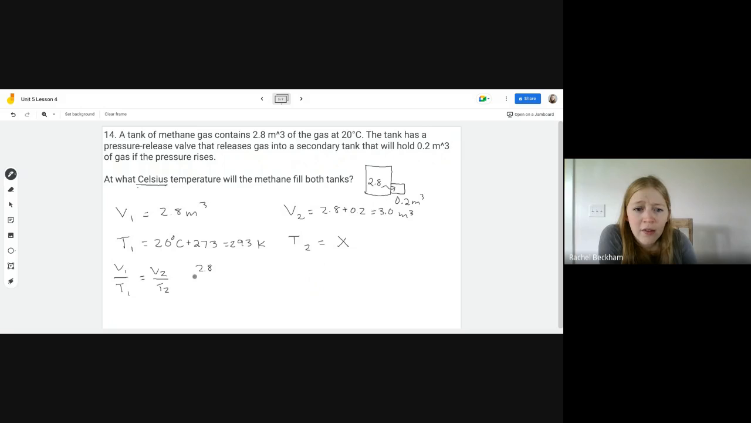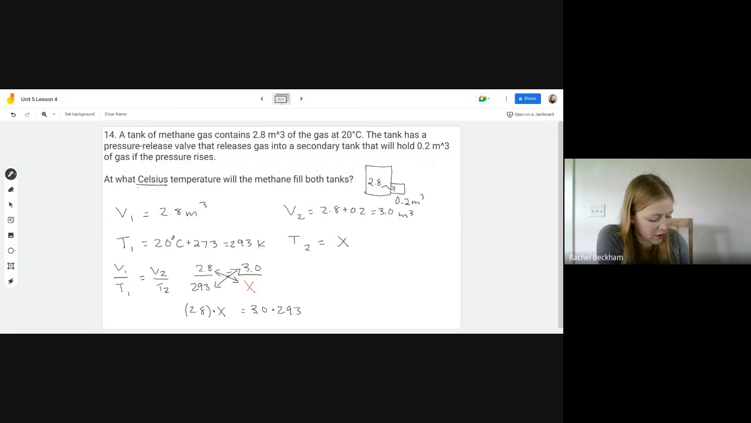So 2.8 over 293 equals, what's my V2? My V2 is 3.0 divided by, and I'll do this in red, my X. My X is on the bottom, okay? When your X is on the bottom and you've got two fractions like this, you basically need to get X back on top. One quick way to do that would be to cross multiply. So when you have a fraction on both sides and X is on the bottom, cross multiply, which means you can rewrite it as 2.8 times X equals 3.0 times 293.